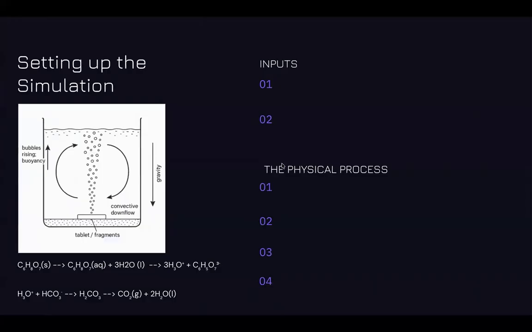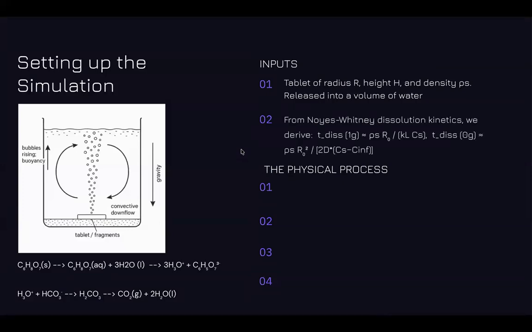Setting up the simulation. So first we establish that we are working with a tablet of radius r, height h, and density rho s. This tablet is released into a volume of water that is much larger than the tablet itself. From Noyes-Whitney dissolution kinetics, we derive that dissolution time in 1g is proportional to r, while dissolution time in 0g is proportional to r squared.